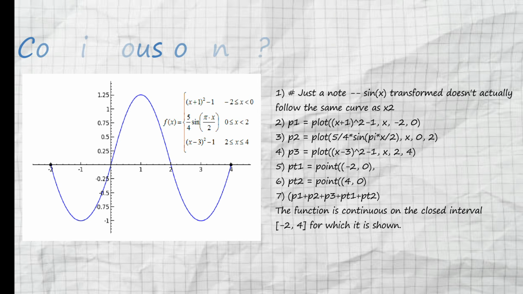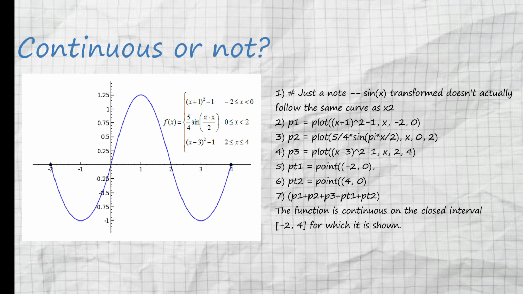Let us determine if this example is continuous on the closed interval or not. The f(x) for the first plot is (x plus 1) raised to the power of 2 minus 1, such that x is greater than or equal to negative 2 but less than 0. For the second plot, it is 5 over 4 multiplied by sine of (pi minus x) over 2, such that x is greater than or equal to 0 but less than 2. For the third plot, it is (x minus 3) raised to the power of 2 minus 1, such that x is greater than or equal to 2 but less than or equal to 4.